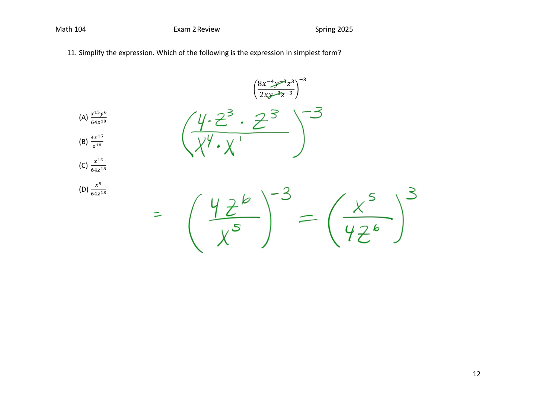And then raising every factor to the third power. So I'm going to raise everything to the third, and I get x to the 15th. 4 cubed is 64. z to the 6th to the third is z to the 18th. So that's going to be option C.